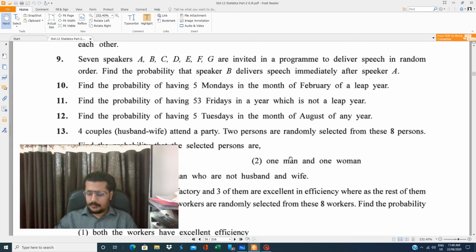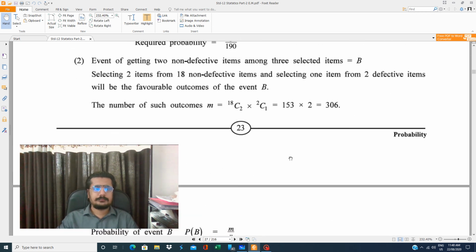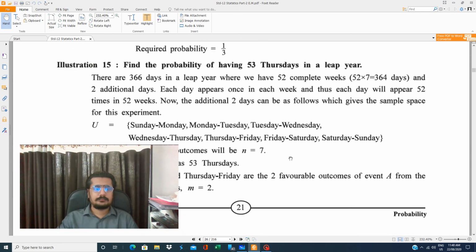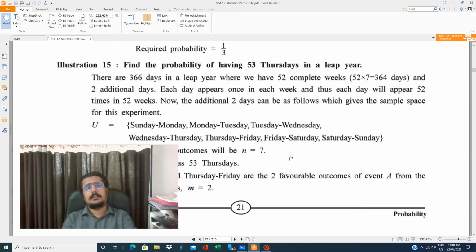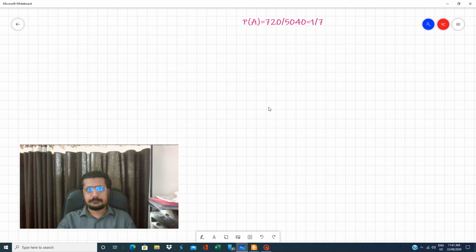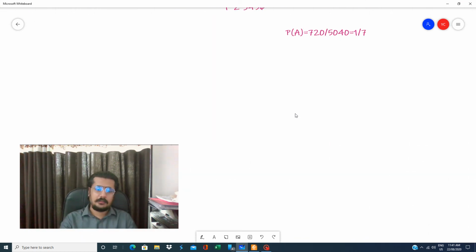Now let us do the next question. We have completed 14 illustrations here, and now we are doing the 15th illustration. Find the probability of having 53 Thursdays in a leap year. So they are asking about the probability that in a leap year there should be 53 Thursdays. Now this sum is related to information about your calendar. So first of all, I would like to give you some information that you already know.